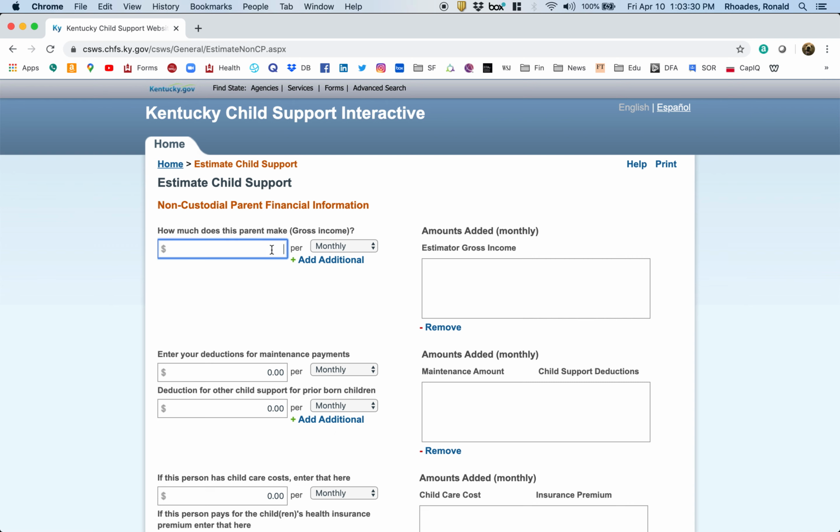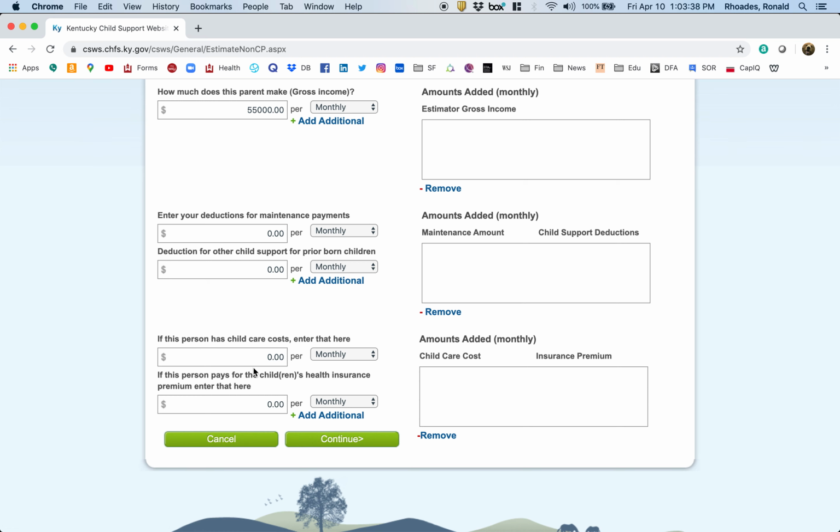And we'll say, okay, he was a teacher. We'll say he makes $55,000 and has no other child support obligations. He's the non-custodial parent, which means the child does not live with him during school time. And that was $55,000 per year.